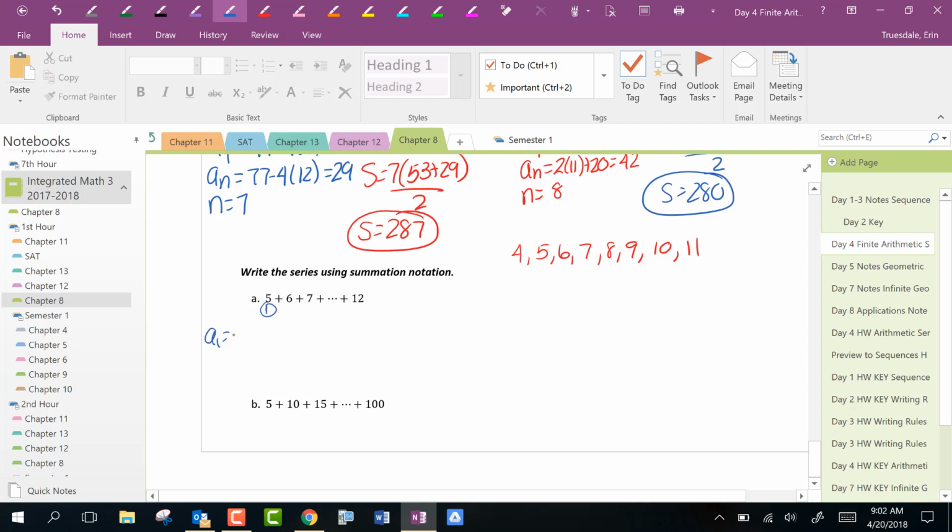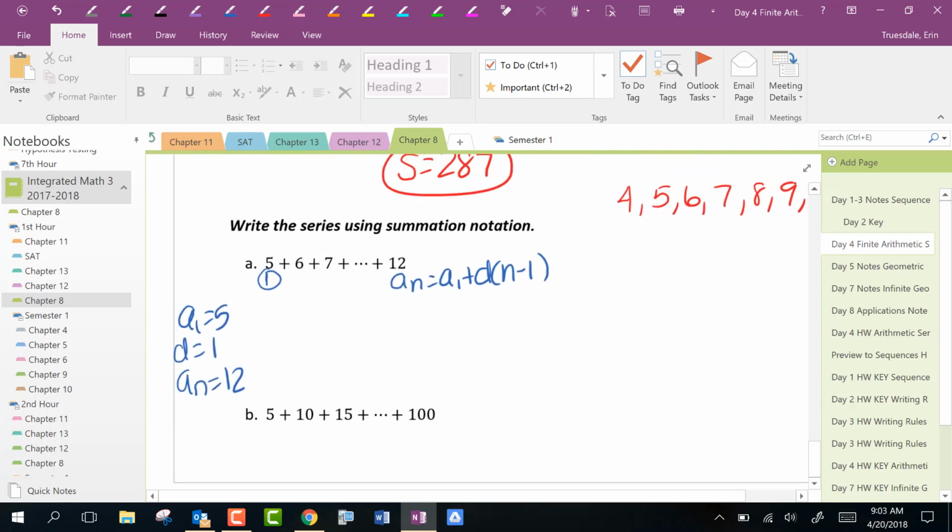So I have a1 to be 5. I have d being 1, that's just going up. And I have an being 12. You can either count them all or you can plug into the formula to find n. I don't know n right now. So an equals a1 plus d times n minus 1 would mean that 12 is an. I do know a1. D is 1, and I don't know n. So I'd have to find n. If I subtract the 5 and get 7 equals n minus 1, and then add 1, n is 8.